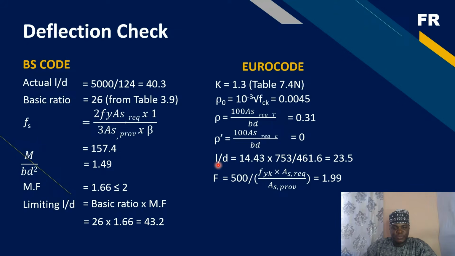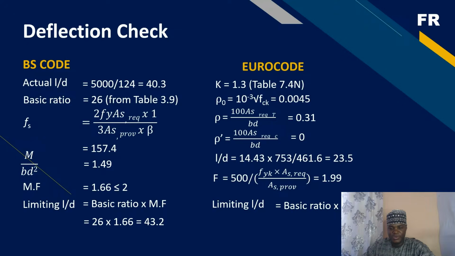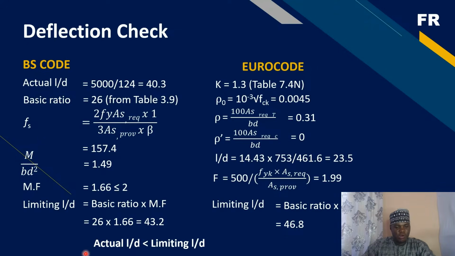So you need to multiply your basic ratio by the factor. Therefore, your final limiting ratio is going to be the basic ratio multiplied by the modification factor. That will be 23.5 that we calculated here, multiplied by the factor based on the strength of reinforcement you are using, 1.99. So at the end of the day, you have 46.8. So therefore, you can say, based on the Eurocode and the BS code, the deflection is okay, because the actual ratio of 40.3 is less than the limiting given by the two codes.